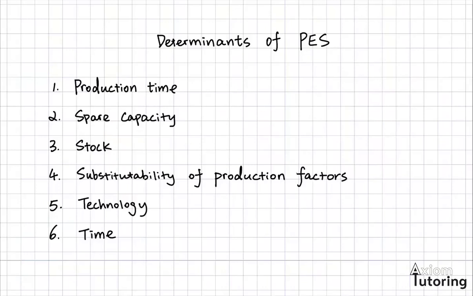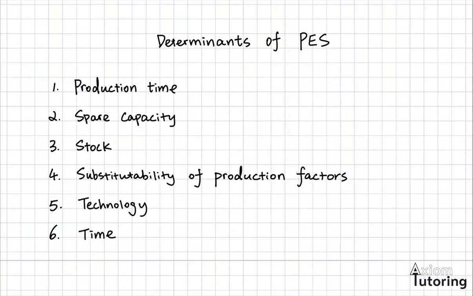Hi, today we're going to explore what determines PES, the factors that make supply more or less responsive to price changes. The first determinant is production time. This refers to how long it takes for a firm to produce more of a good.